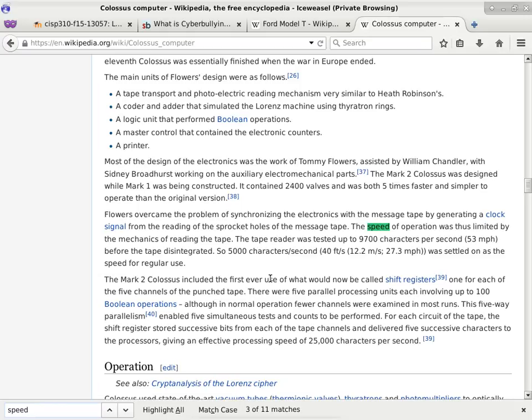Well, it used paper as a component, so it cannot be too fast. The tape reader was tested up to 97 characters per second, or 53 miles per hour. It doesn't quite say what the processing speed of these things is.